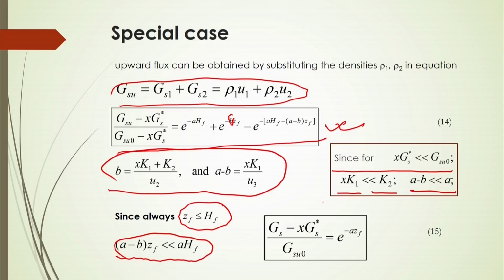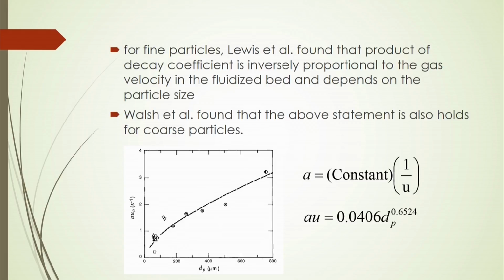So in this regard, you can express the mass flux profile by this equation 15 as (G s minus x g s star) by G s u is equal to e to the power minus a z f. So this equation will give you the profile of the entrainment rate or entrainment flux as a function of height of the freeboard.